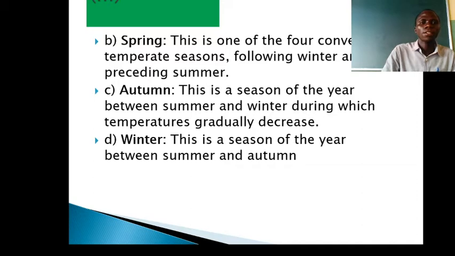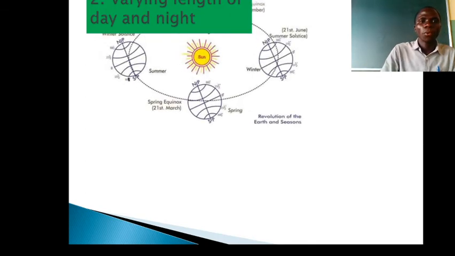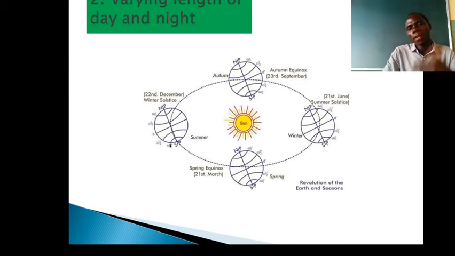Now, let us proceed with another effect: varying length of day and night. Day and night are not always equal. There are days where we have a long night and short daytime, and at other times we have a long day and short night. But at other times we have day and night that are equal. Observe this diagram, it will help us to understand this later on.